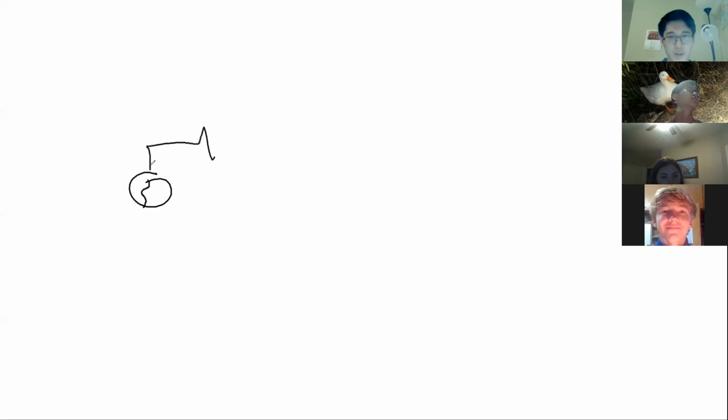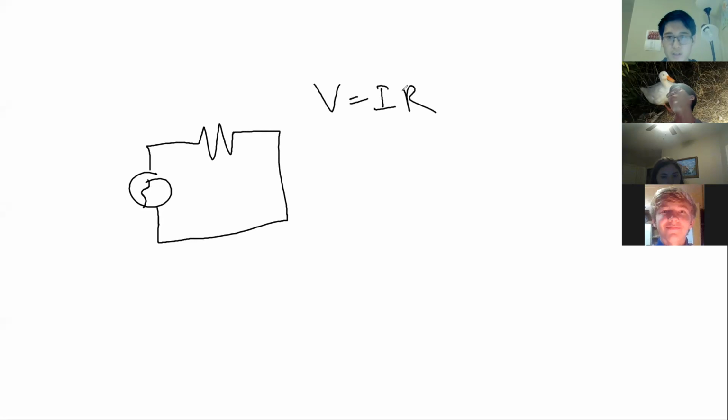So let's say that we have an AC circuit and we have a resistor attached to it, and that's it. Basically, all that you have to know about this AC circuit is that it follows V is equal to IR, where R is the resistance of the resistor, and V is the maximum voltage, the voltage amplitude, and I is the current amplitude. So that follows Ohm's law. We're all familiar with this.